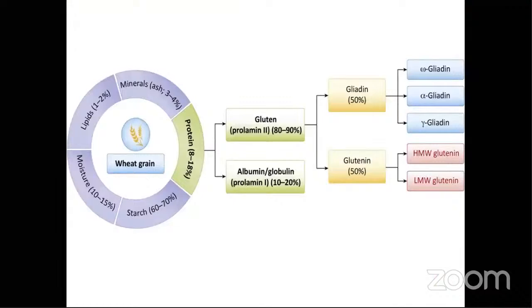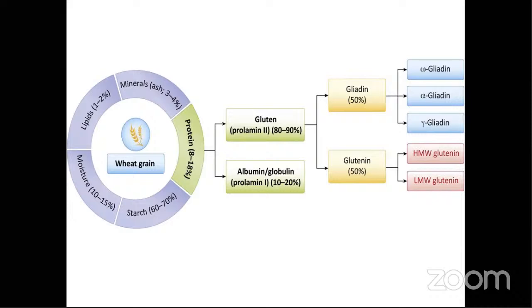So regarding this wheat grain, although we are going to discuss the protein part in detail in the coming lectures, somehow I felt it should be here also. So here you may see wheat grain: moisture, lipids, minerals, starch, and proteins. The proteins are of two types. One is gluten-forming protein and the other is non-gluten-forming protein. The non-gluten-forming proteins are albumin and globulin. These albumin and globulin contribute only 10 to 20% of the protein. And the gluten-forming proteins constitute around 80%.